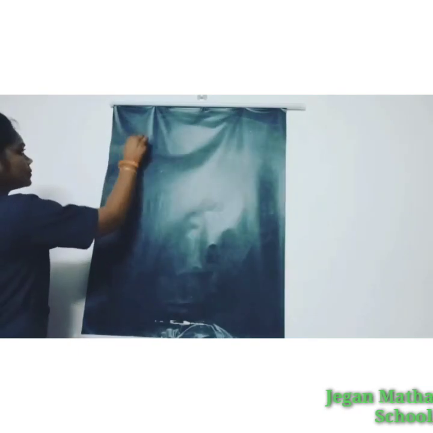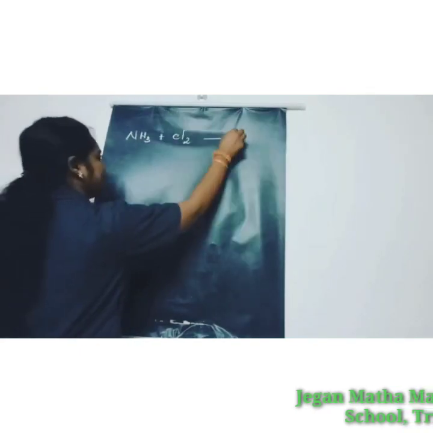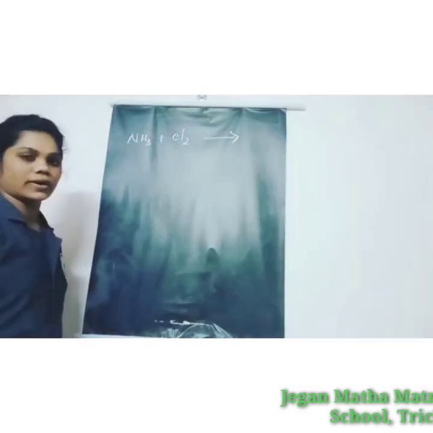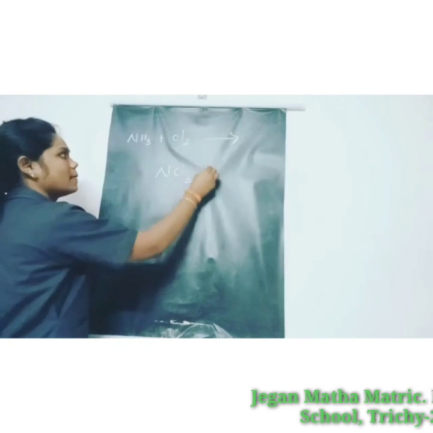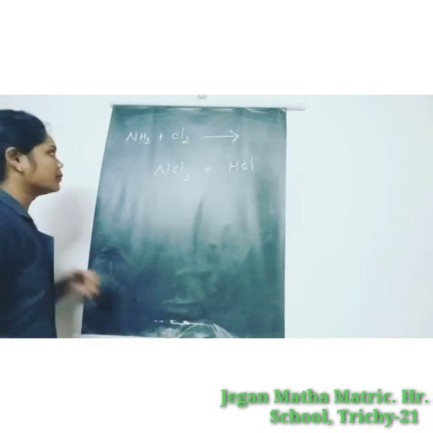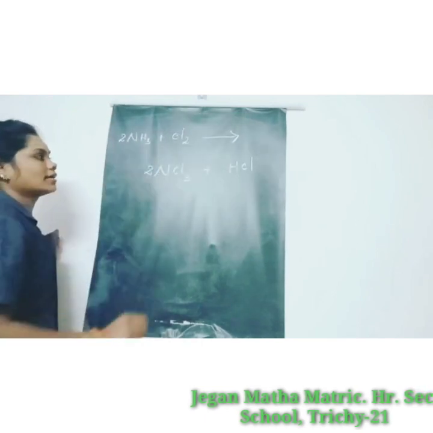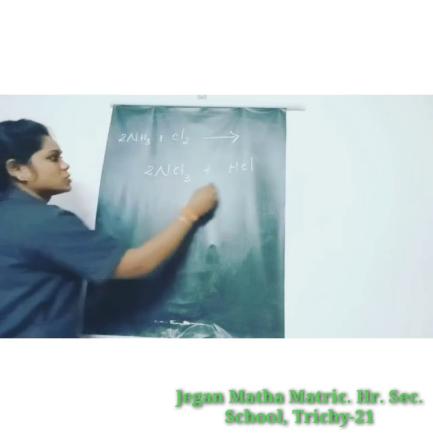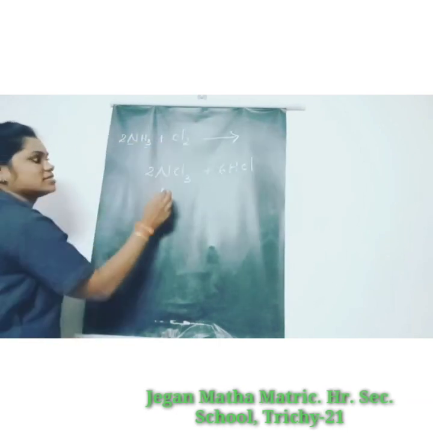Ammonia reacted with chlorine gives nitrogen trichloride plus HCl. How is the equation balanced? Suppose here you take 2 times, meaning nitrogen 2 times, and hydrogen 3 2s are 6, so here also hydrogen 6 times. Nitrogen and hydrogen are balanced.